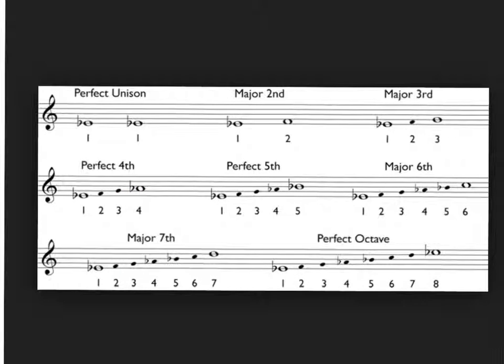A fifth would be like from do to so. So this is 1, 2, 3, 4, 5. And you notice you go from a line to a line. That's 5. It should be pretty easy for the first exercise of learning about intervals.